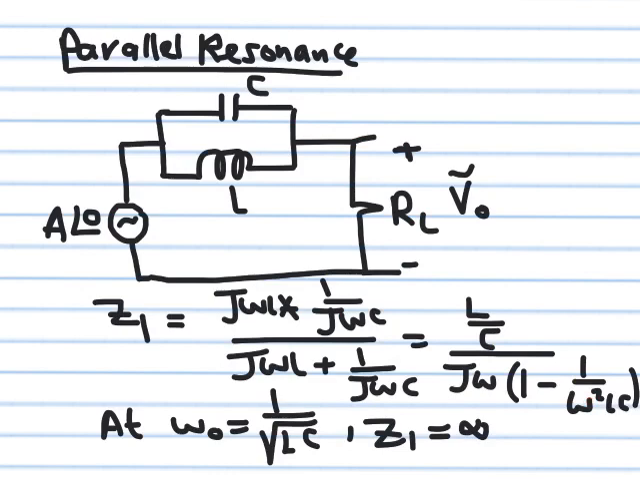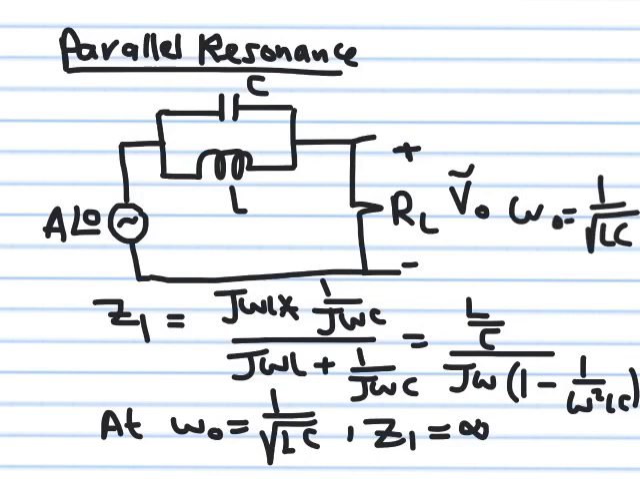Notice that again, you have this resonance phenomenon happening. So at omega naught equal to 1 over square root LC, this term here becomes 1. So you get 1 minus 1, so you have 0 in the denominator. So what is Z1? Z1 becomes infinity. So looking here from this side, you see these two behave like an open circuit.